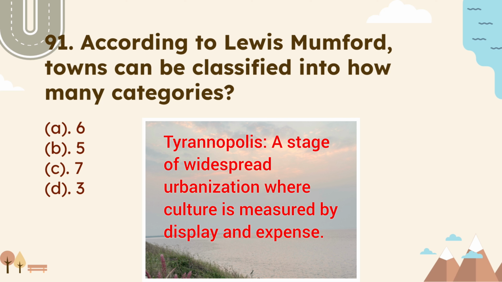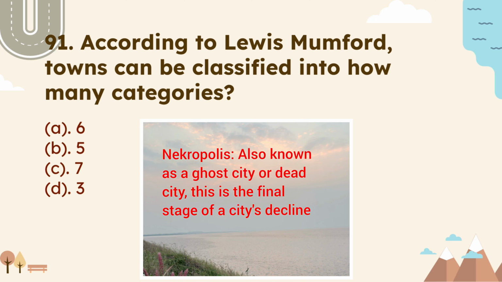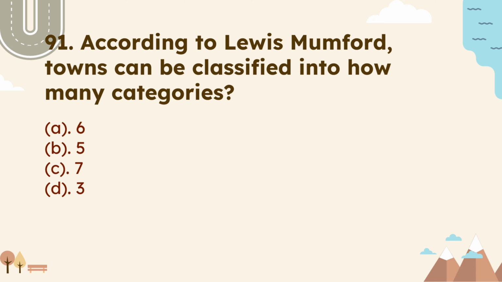Fifth is Tyrannopolis, a stage of widespread urbanization. Last is Necropolis, also known as ghost town or dead town. So these were the 6 towns classified by Louis Mumford. Therefore the correct answer is option A, 6.